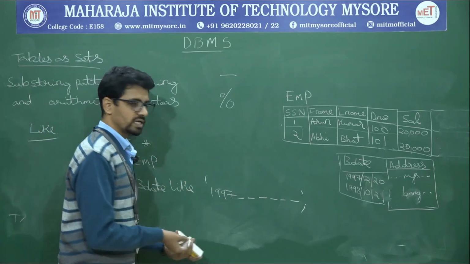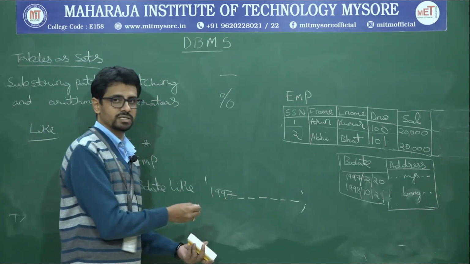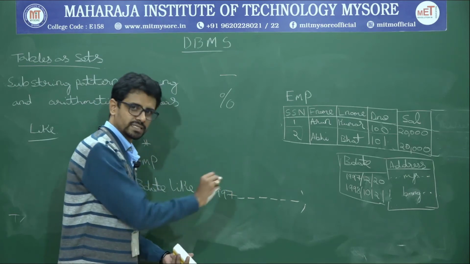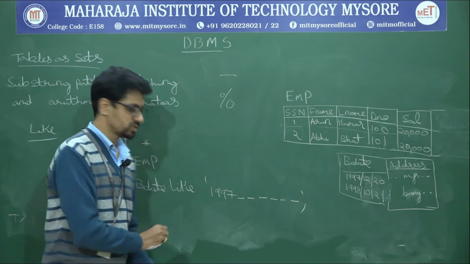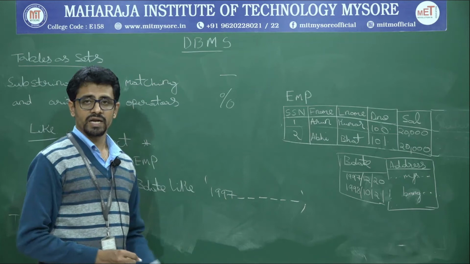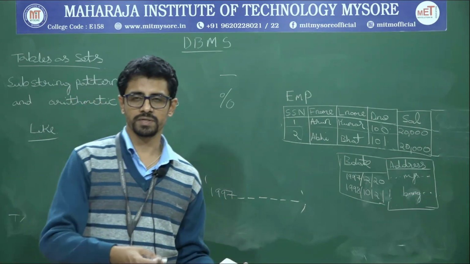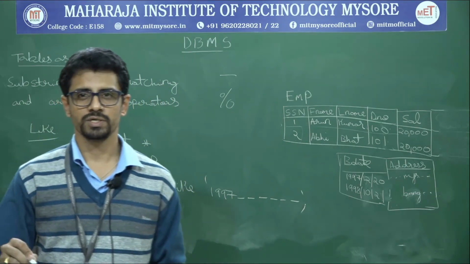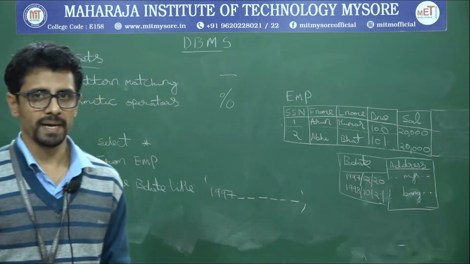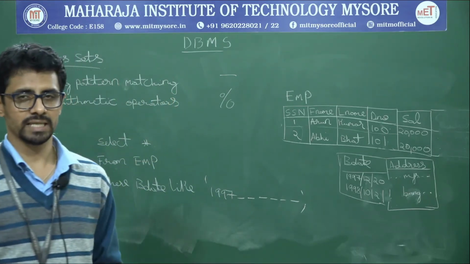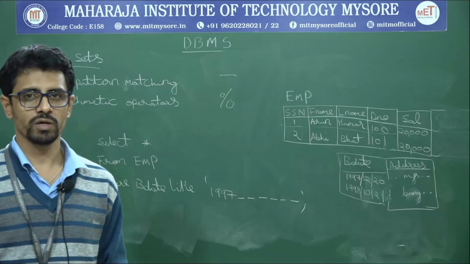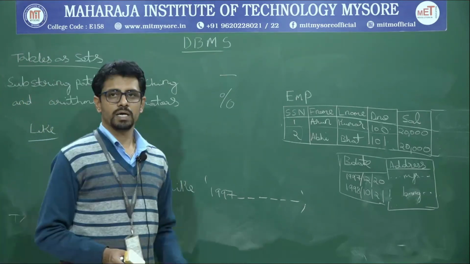So if you know that something is to be matched exactly, followed by exactly this number of characters, then you can use these underscores. And if you don't know how many characters are present after my substring, then you can use modulus. So this is the substring pattern matching operator, called the like operator, used for querying the database.